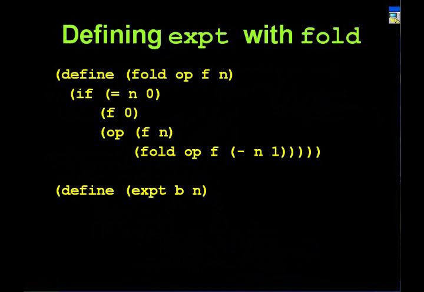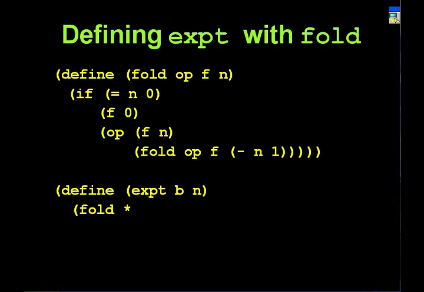Now we're going to define expt b to the n in terms of fold. How will you do that? Fold is given here. So what I expect you to do is to define expt b to the n in terms of fold, by figuring out what to put in for op, what is f, and what is n. Tell me, what is op? Star, quite easy. And what is f? Lambda x.